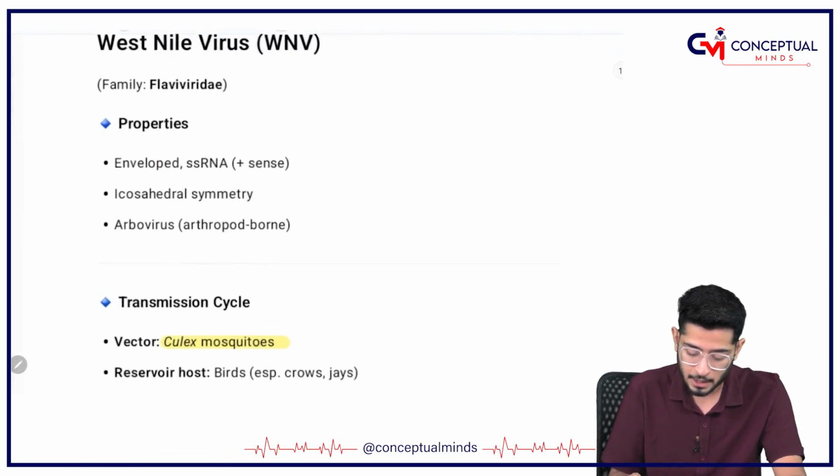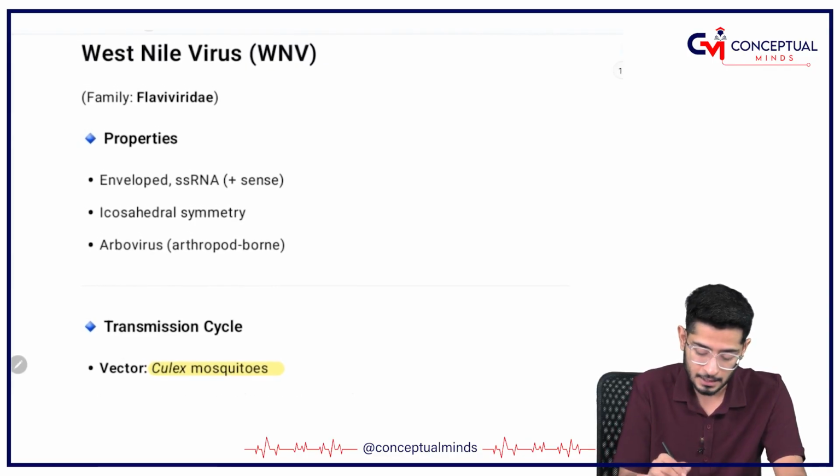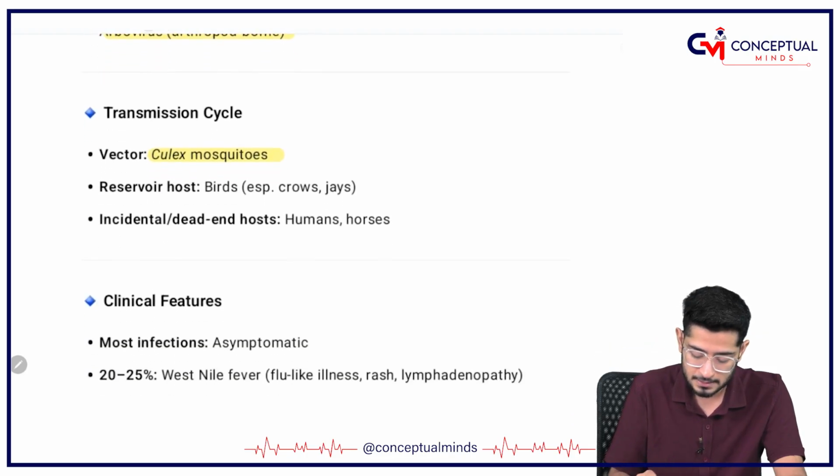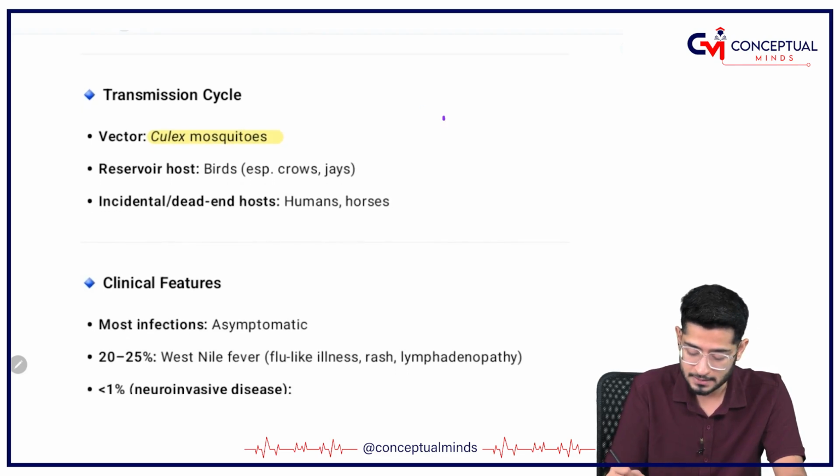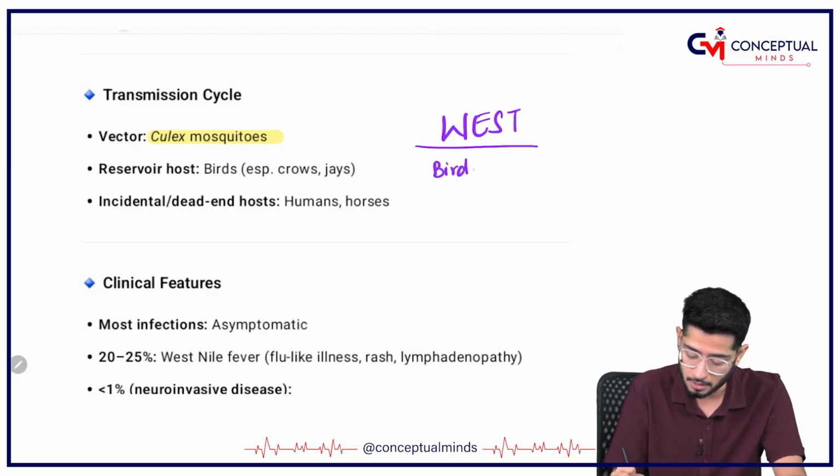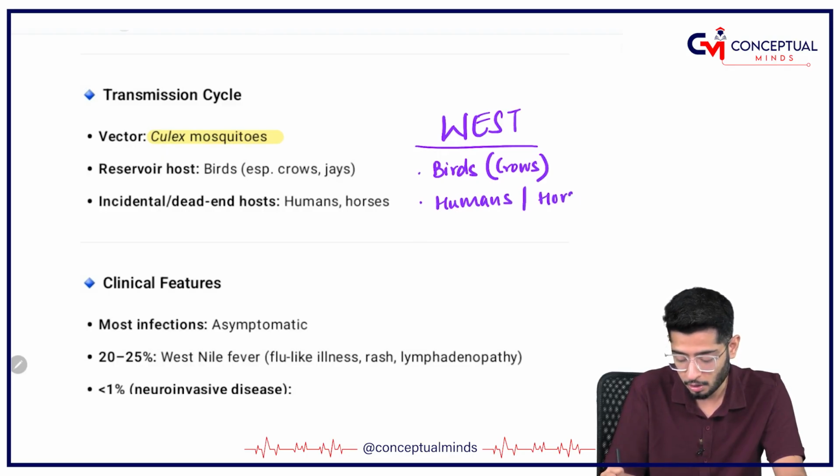Okay, here coming on to West Nile fever. Again, I have told you: Flaviviruses, enveloped, single-stranded RNA, positive sense, arbovirus, Culex mosquito. But now for West Nile fever, the reservoir host is going to be birds, especially the crows, especially the jays. But crows you can remember easily. And yes, the dead end hosts are going to be humans and horses.